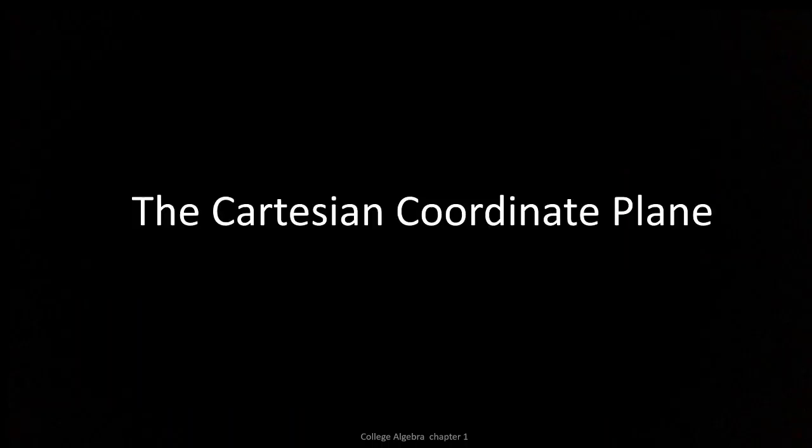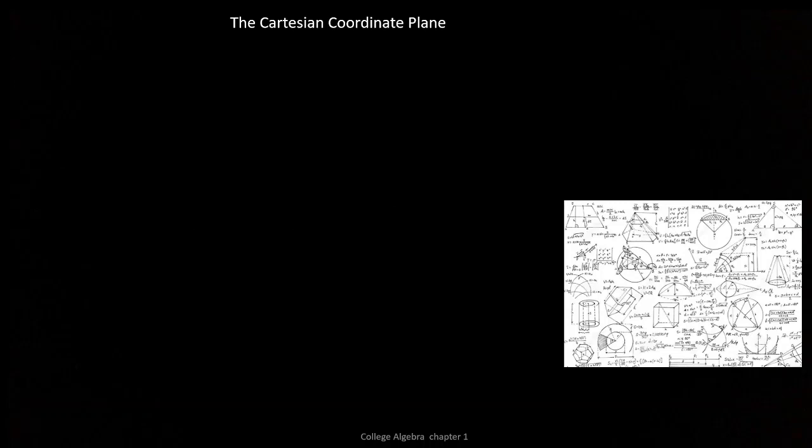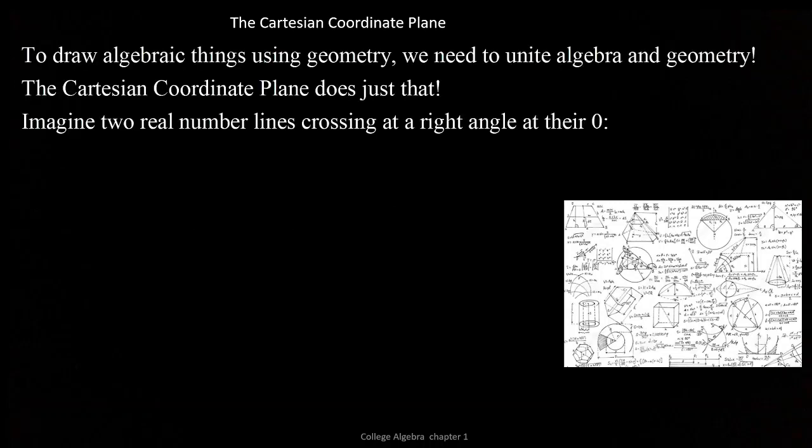So one of the most important concepts in algebra is the Cartesian coordinate plane. Cartesian is named after Descartes, but his name is Descartes. Why do they call it Cartesian? Because in Greek, his name is Cartesius or something like that. So Cartesian comes from that. All right. So to draw algebraic things using geometry, it's what the Cartesian coordinate plane does for us. So basically what we want to do is unite algebra and geometry. And the Cartesian coordinate plane does that.